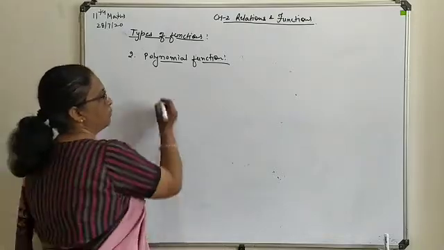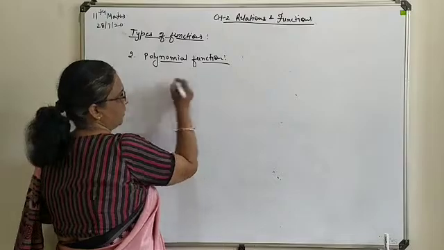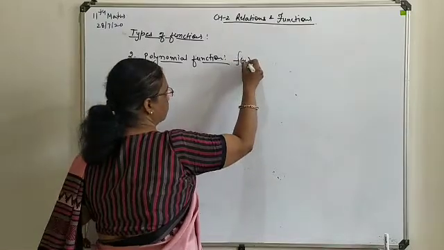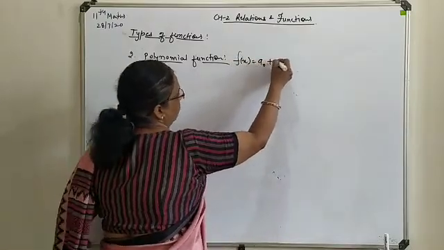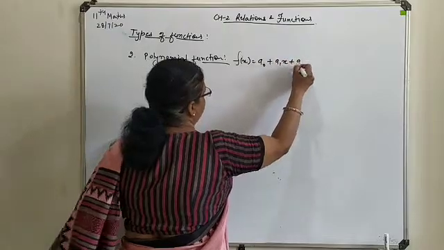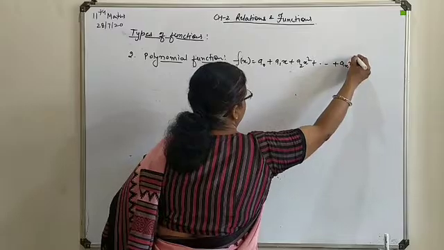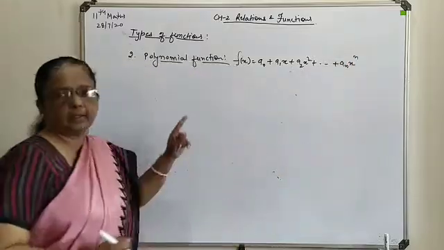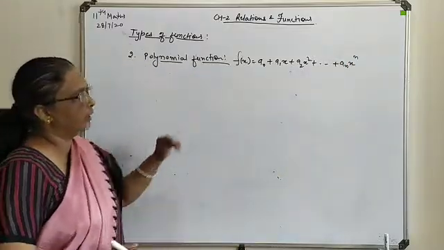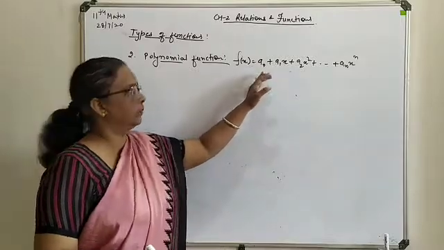For example, your f(x) you can express as a0 plus a1x plus a2x square, like that. The nth term can be expressed as a multiple of an x term with a higher order. So this is the representation of the polynomial.